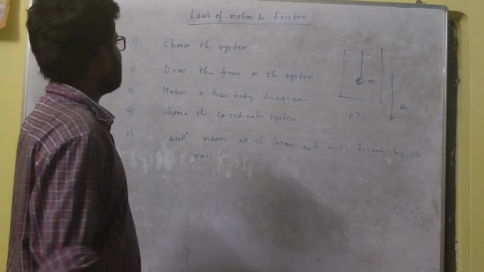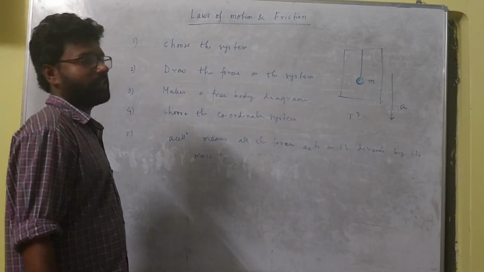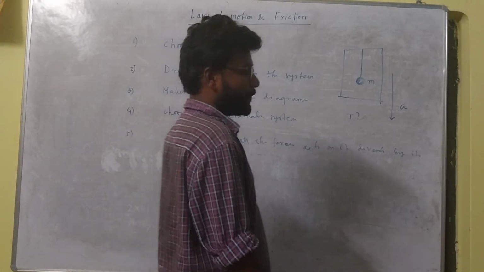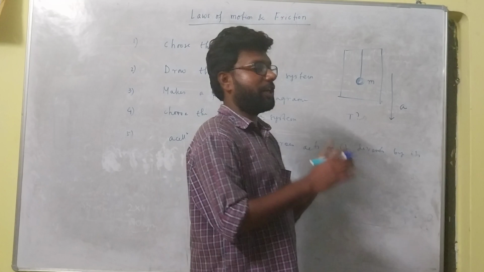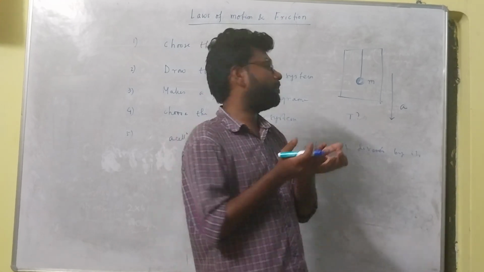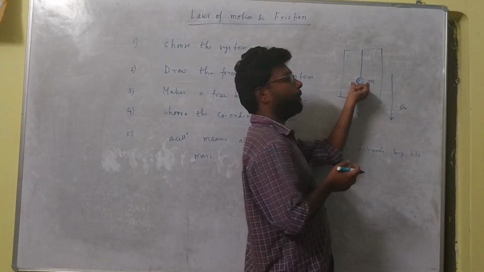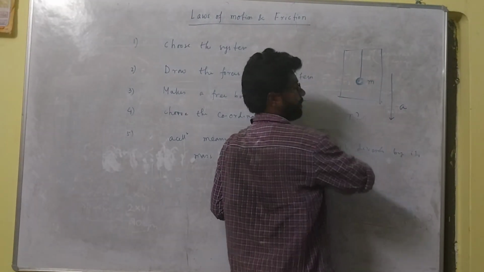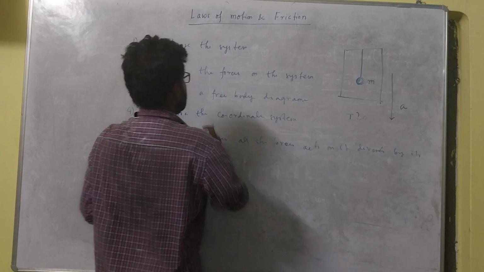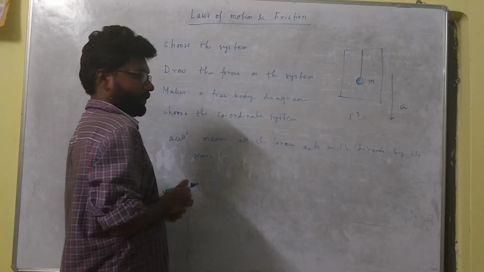So first of all, our condition: choose the system. I want to choose the block here because I want to calculate the tensional force on the block, I mean on the bob here. So first of all, it's my system. Now draw the forces on the system.